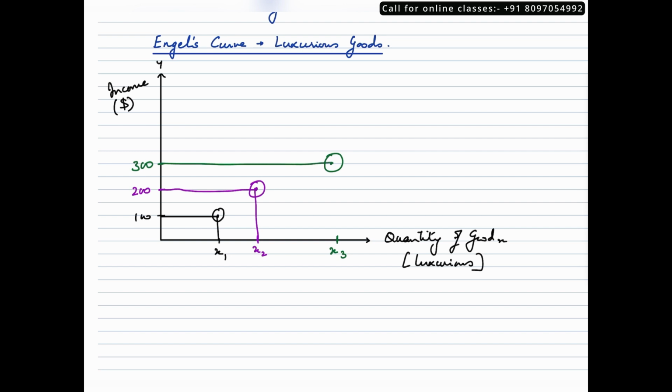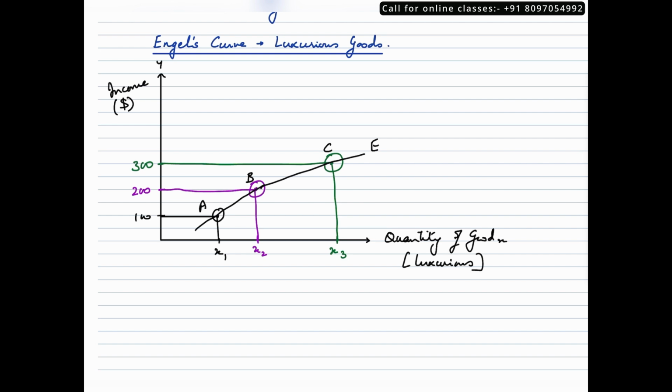Let's draw the coordinates. Now let us join these pointers. So once we join these pointers like this, we would get an Engel curve looking like this. Let me draw it with a proper color. So let us say this is the Engel's curve E and let us name these pointers A, B and C.